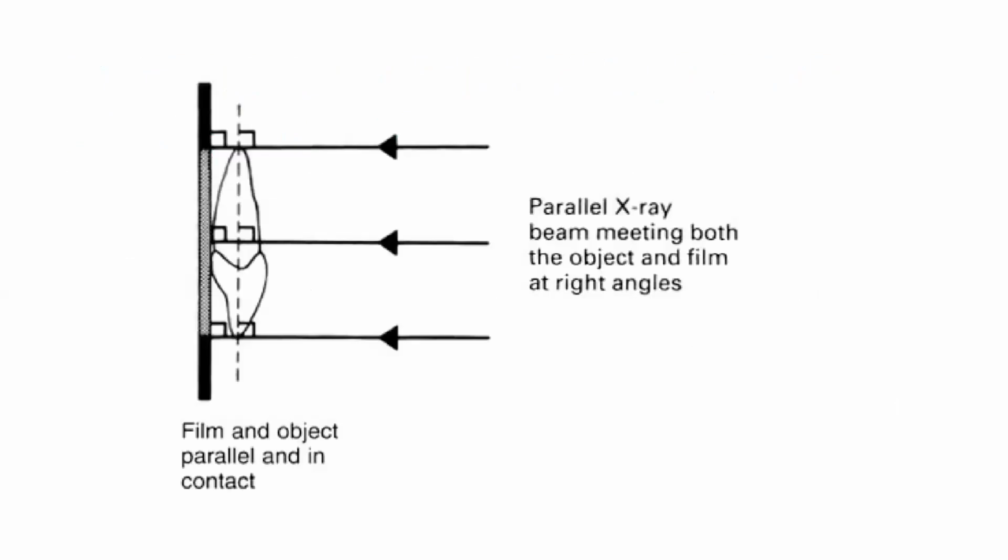And all of these factors help us to position these three elements so that we can get the best diagnostic image. All right. So this image is basically showing us how we place the film in relation to the tooth when we're using the paralleling technique. And the X-rays basically are parallel to the tooth and the film. That's why it's called paralleling technique.